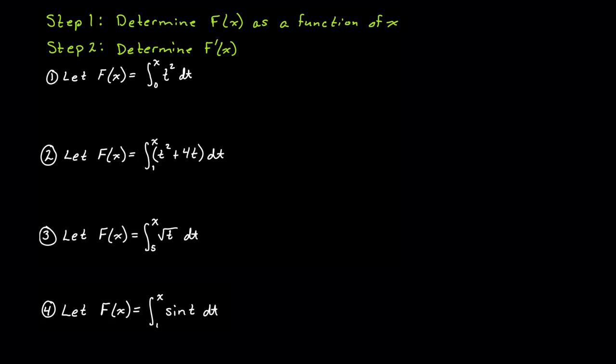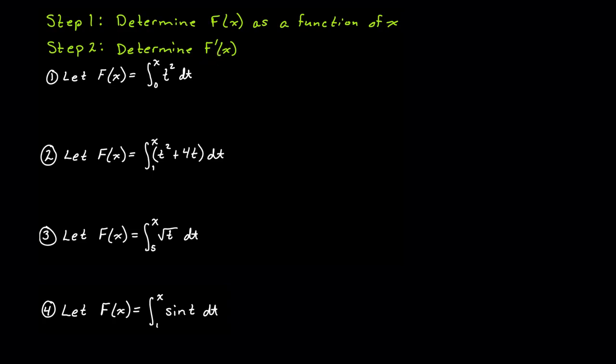So in this first set of problems, we're going to do two steps. We're going to first of all determine what capital F of x is as a function of x. Remember, capital F is your antiderivative, and so we're going to be determining what our antiderivative is in terms of x. And then our second step is to determine what f prime of x is going to equal.